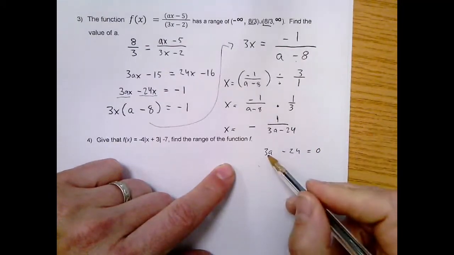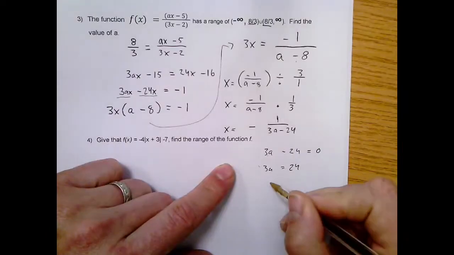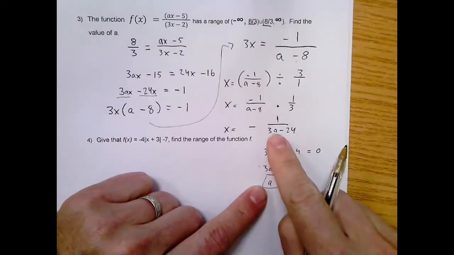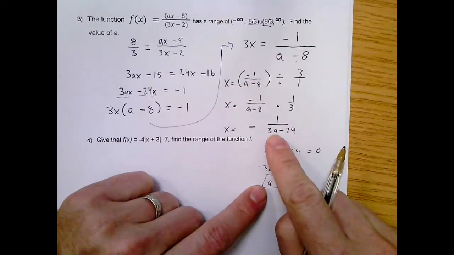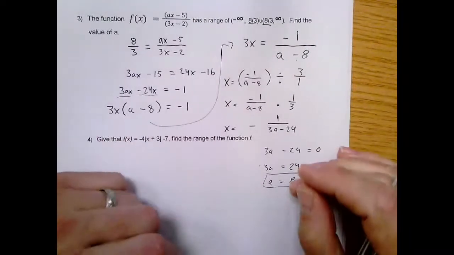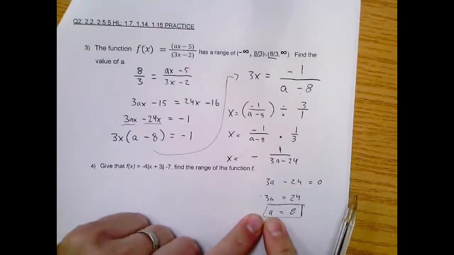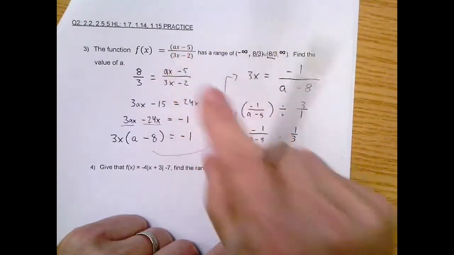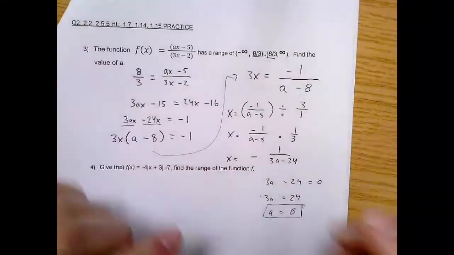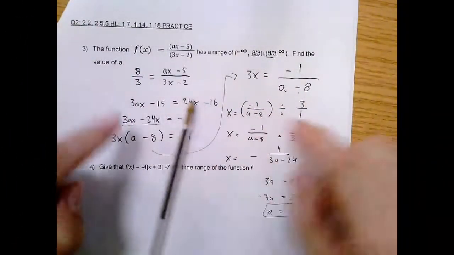Okay, so how do I get a all by itself? It's going to be 3a is 24, and then a is 8, right? And so when a is 8, if you plug that back in there, 3 times 8 is 24. 24 minus 24 is 0. And when the denominator is 0, the function doesn't exist at that point. So now we know the a value we need to plug into this function, and that will let us know where this input doesn't exist. So the answer is a is 8. Ta-da! Let's go to question number 4.